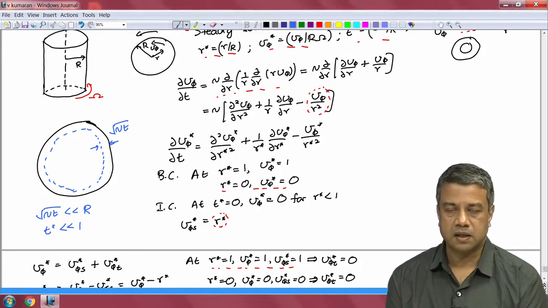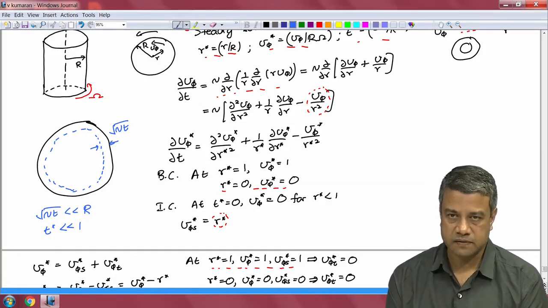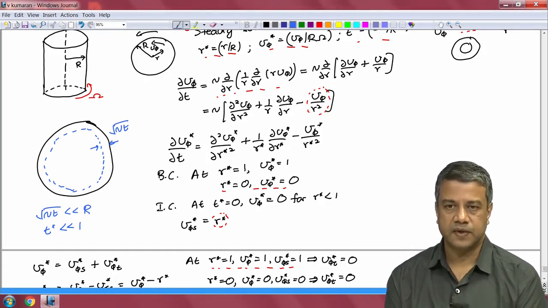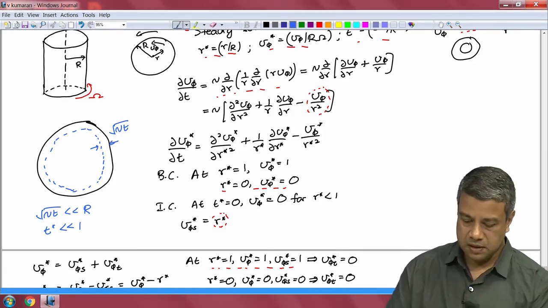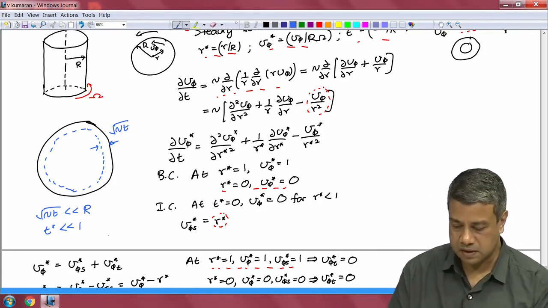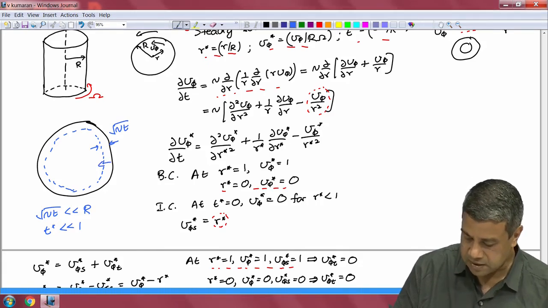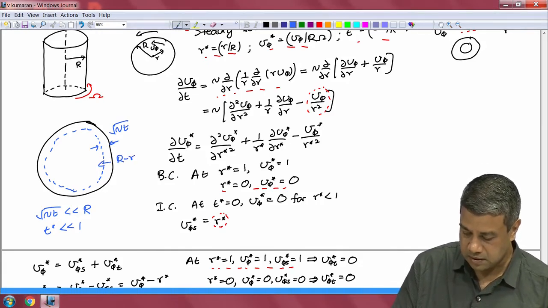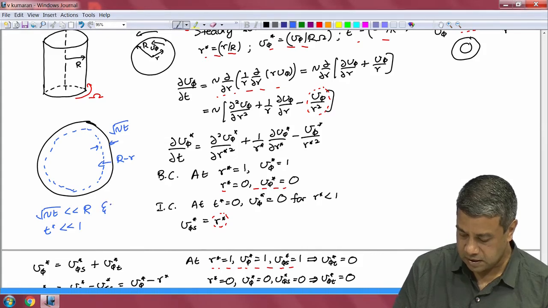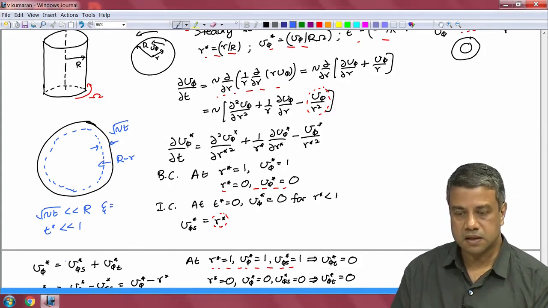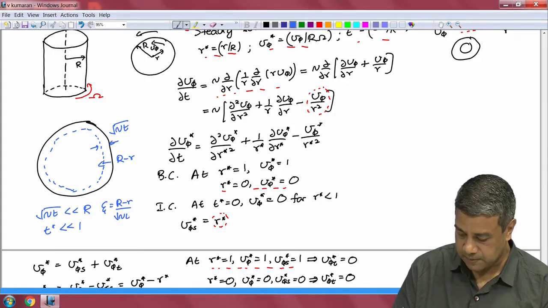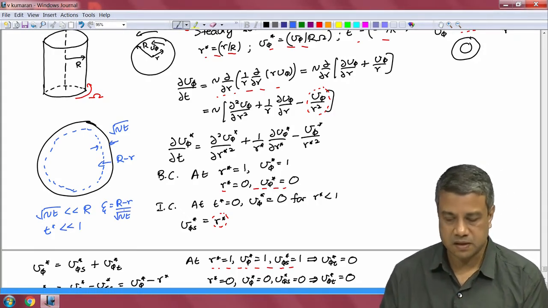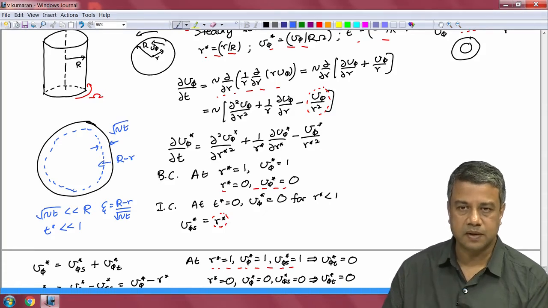In this case, one can assume that this is like momentum transfer from an impulsively started plate into an infinite medium, so long as the thickness of this region is much smaller than the radius of curvature. If the distance from the wall is R minus r, I can define the scaled similarity variable as R minus r by square root of nu t. The distance from the impulsively started surface divided by square root of nu t will be the similarity variable.